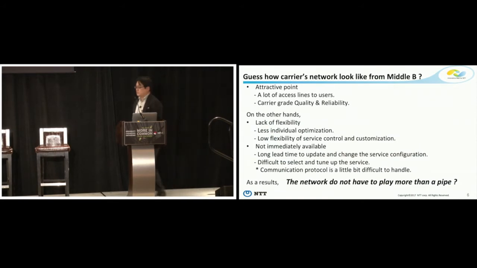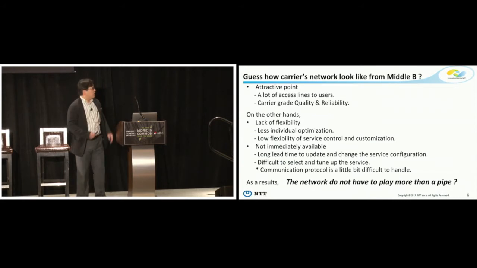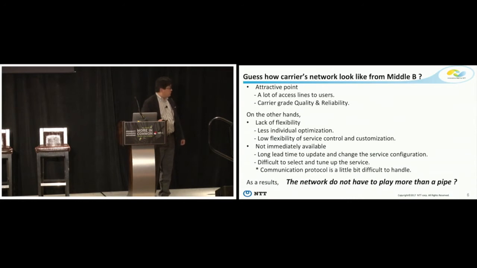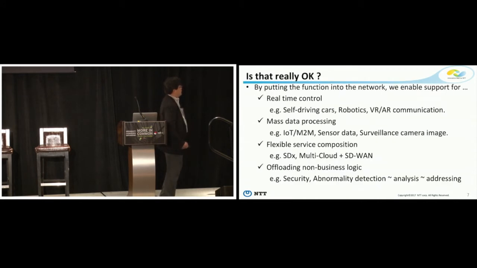Network is a strong tool for the platform, but I would like to guess how carrier's network looks like from middle B users. Network is very attractive because we have a lot of access lines to the users. But I think on the other hand, network would not be attractive because of lack of flexibility and long lead time to tune up the service and service deployment. So I'm afraid that many people say that the network does not have to be more than a pipe. Is that really okay? I don't think so.